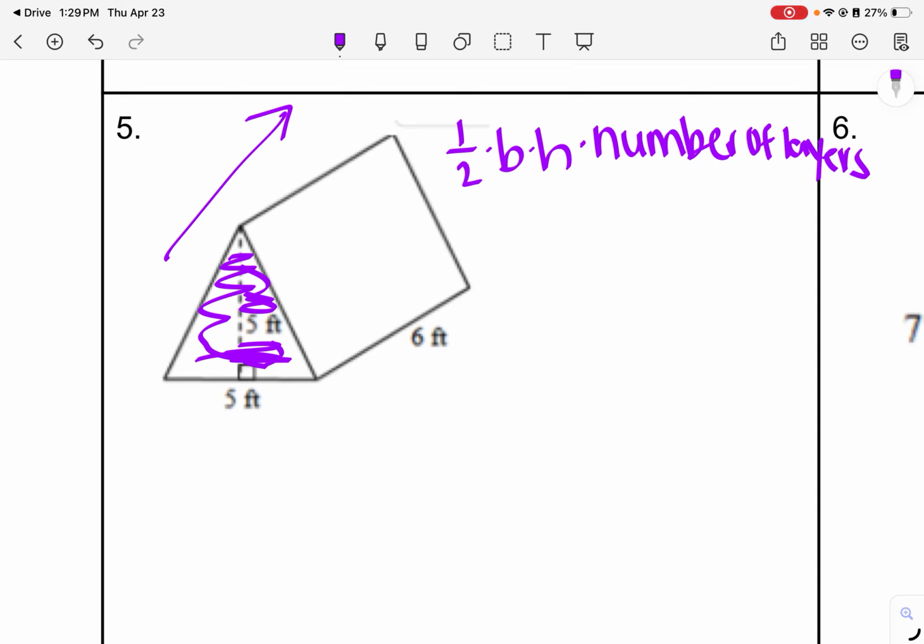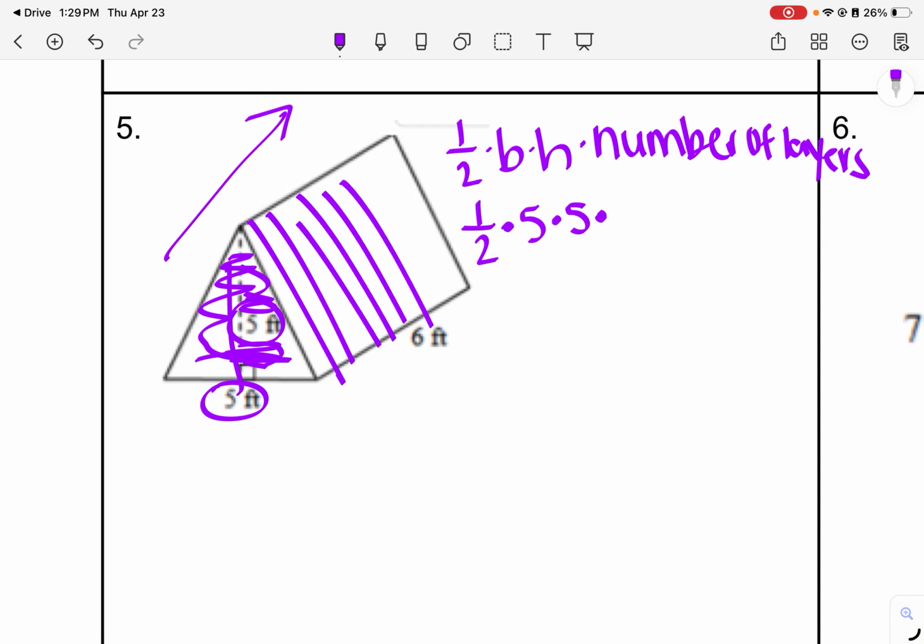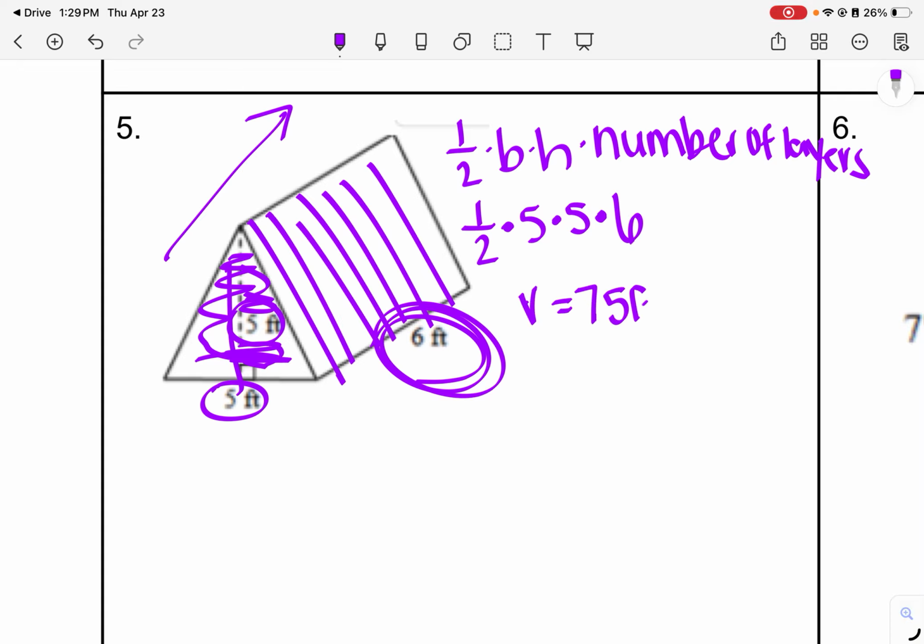So let's put our stuff in. The base of our triangle is 5, and the height is also 5, so times 5 of the triangle. And then we're zooming out and looking at how many layers. So we're layering this way. We're stacking front to back. And we're laying 6. So you can't just put random numbers in random places when you're solving these. So we have volume equals 75 feet cubed when you multiply all those pieces together.